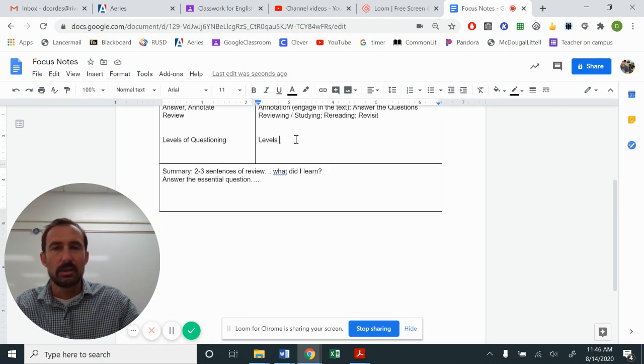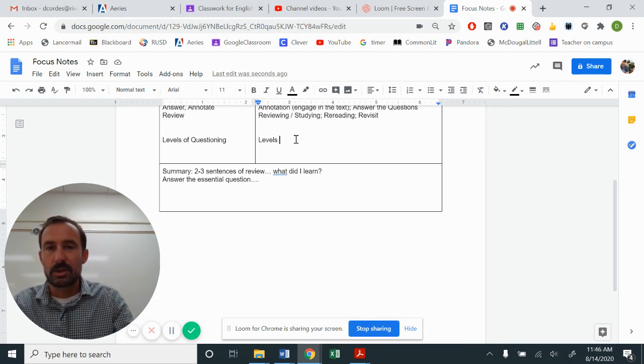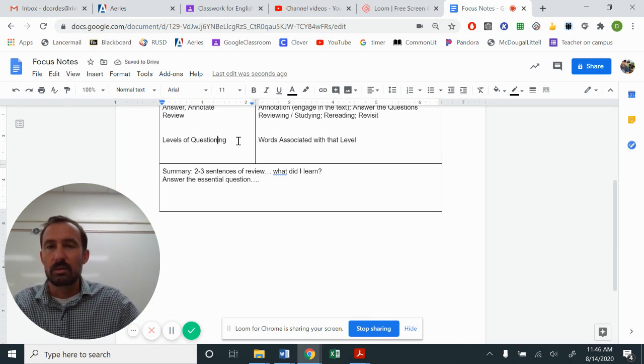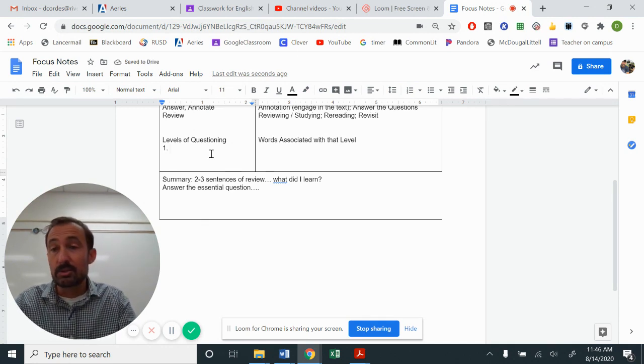Levels of questioning. There's different ideas. Okay, levels of questioning, and then on this side, we're going to say words associated with that level. Okay. So the very first level is very basic, very, very basic. Levels of questioning. This is essentially level 1.